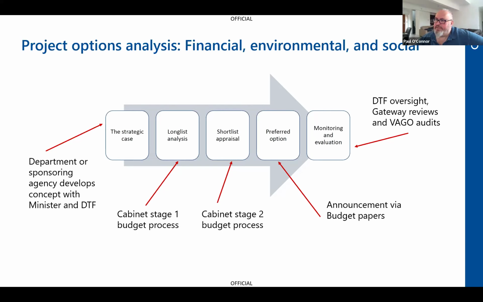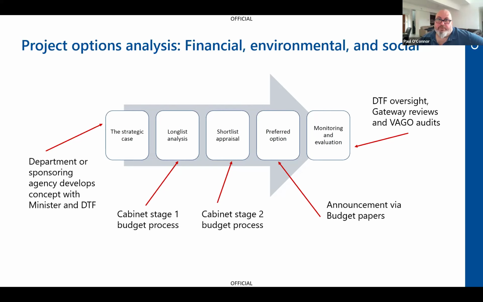So the strategic case is often called the business case in Victoria. And what you often find is that it is developed by the department or the sponsoring agency with the minister and DTF, which is the Department of Treasury and Finance. So they are our treasury in Victoria. They usually get mainly involved from two aspects. One is understanding the potential cost and talking about what the availability might be of funding or whether there needs to be borrowings to fund that. So DTF has to get involved pretty early if it's going to be a major one.